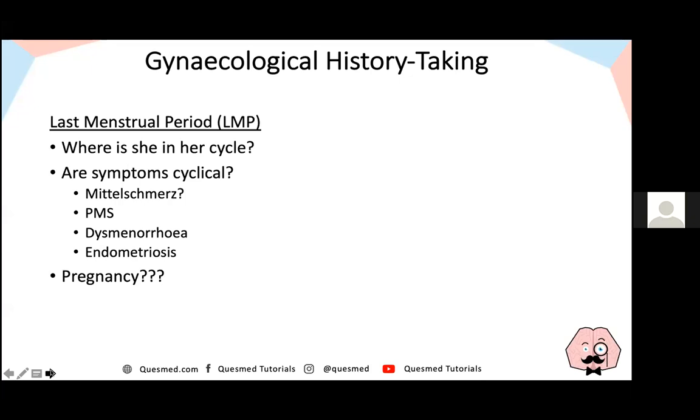This is more for obstetric history taking, but do remember that ectopic pregnancy can come up in your gynecological OSCEs. So if her period is late, more than the 28 days that her normal cycle would be, we want to think about ectopic pregnancy, and that's a common scenario to come up in your OSCEs.